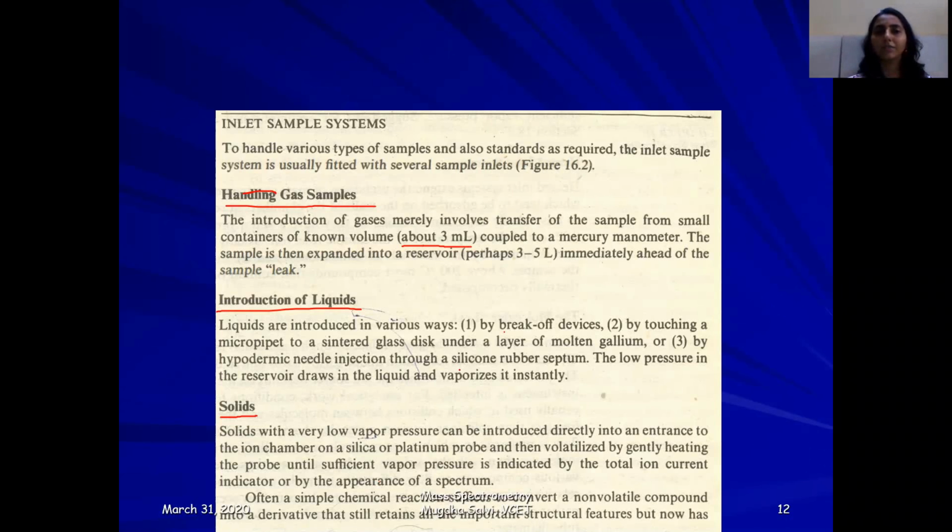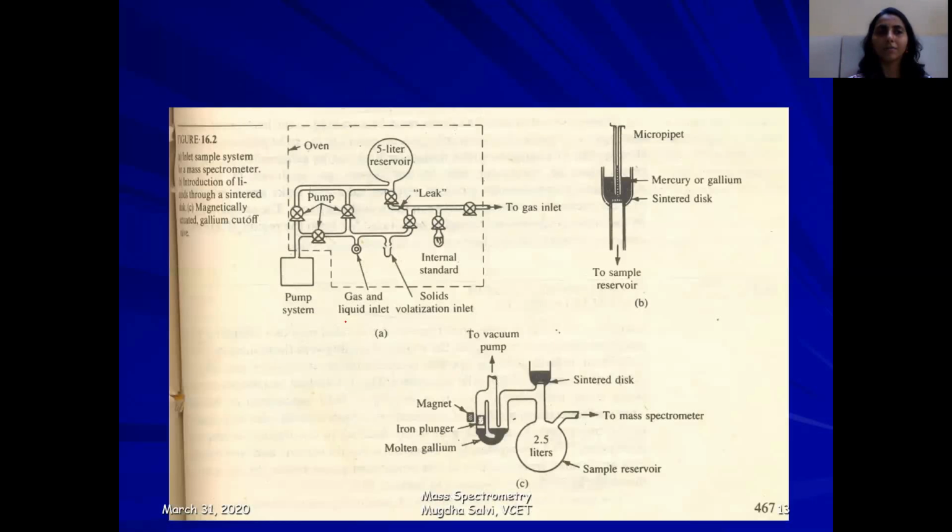You can see figures given here. A is for gas. B is for liquid using a micropipette. And C is a magnetically gated gallium cutoff for entering of different liquid samples.